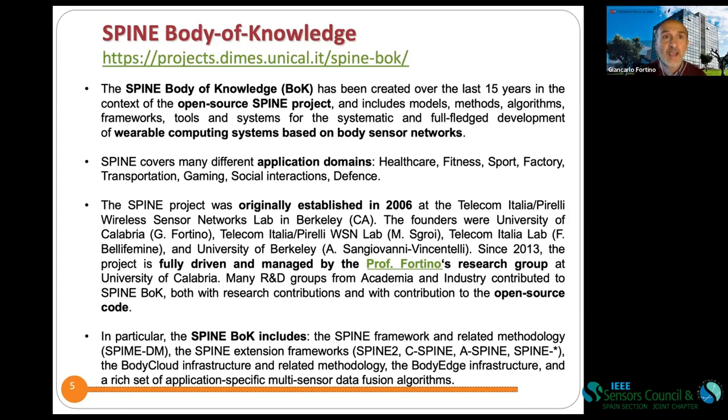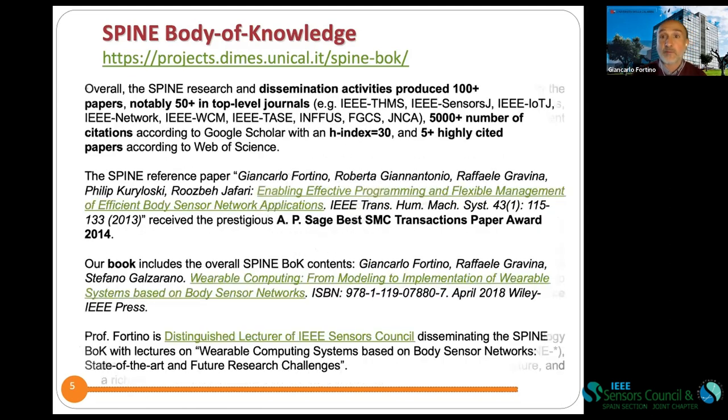Here the idea was, again, to create the very first domain-specific framework for programming body sensor networks. So at the end of the day, we also created a community, and we delivered an open source platform on the basis of which people could develop body sensor network systems and applications. In the last 15 years, we also provided many different variants with respect to the basic framework named SPINE, different variants like SPINE 2, C-SPINE, A-SPINE, SPINE Star, involving different concepts like multi-agent systems, like collaboration, or like autonomic systems. Okay, but again, the main concept was to support the development of body sensor network applications.